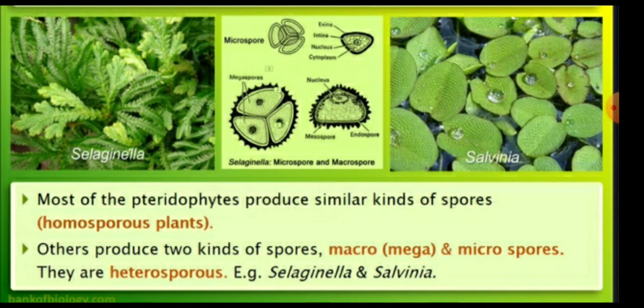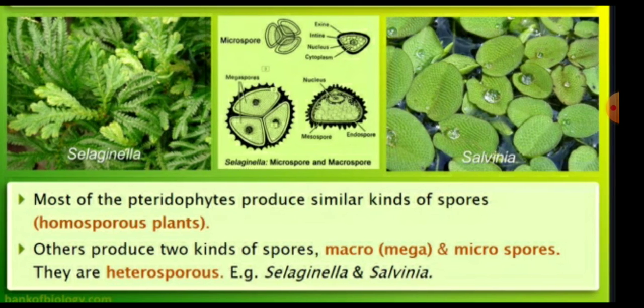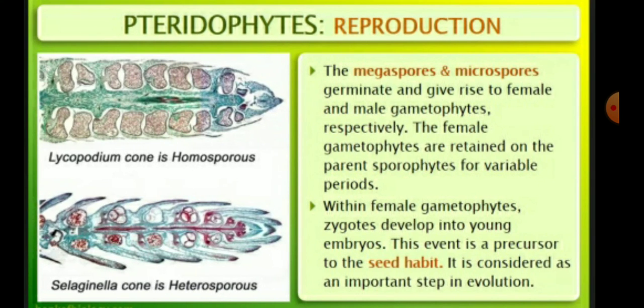Most of the pteridophytes produce similar kinds of spores, so they are called homosporous. But others produce two kinds of spores. The first is macrospores, or megaspores, and the second type is called microspores, so they are heterosporous in nature. For example, Selaginella and Salvinia. So children, you can see the Lycopodium cone is homosporous and the Selaginella cone is heterosporous, meaning different types of spores are present in Selaginella.